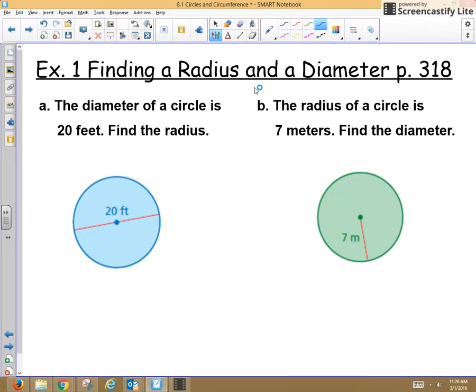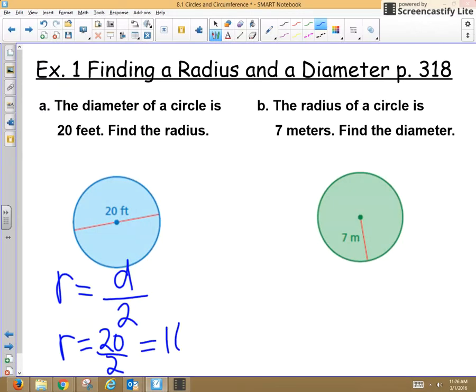Example 1, finding a radius and a diameter. The diameter of a circle is 20 feet. We need to find the radius. So we use the formula radius equals diameter divided by 2. We know that diameter is 20 feet, so 20 divided by 2 gives us a radius of 10. So the radius equals 10 feet. And if you look at it by cutting this in half, the distance here would be 10 feet. So from the center to the outside is the radius.